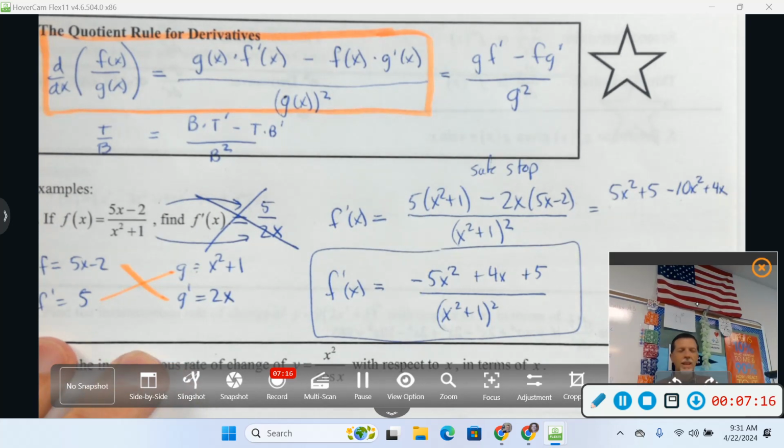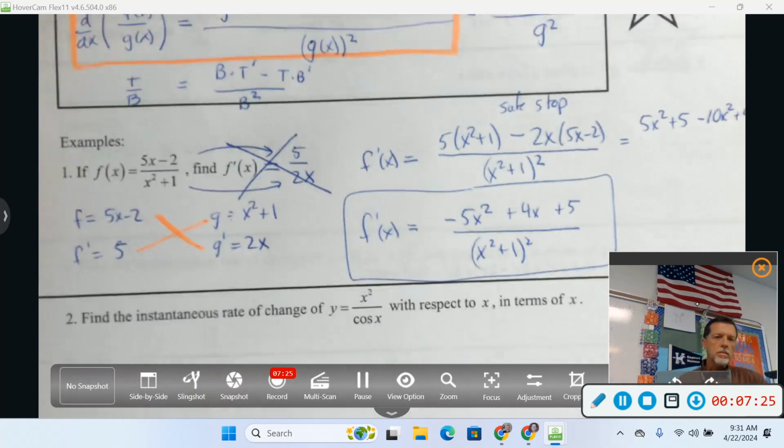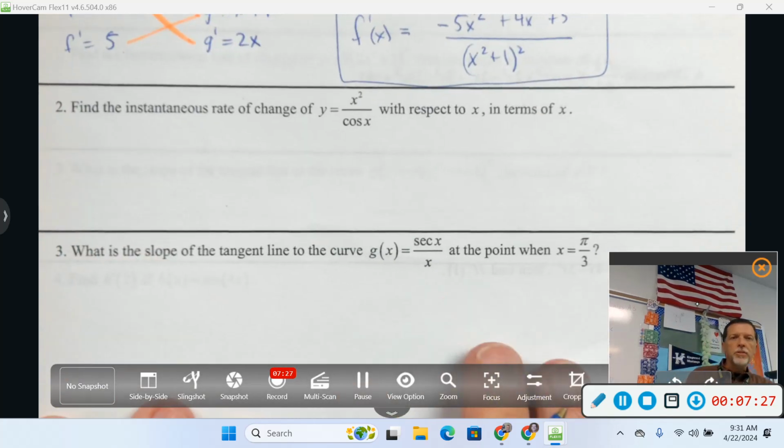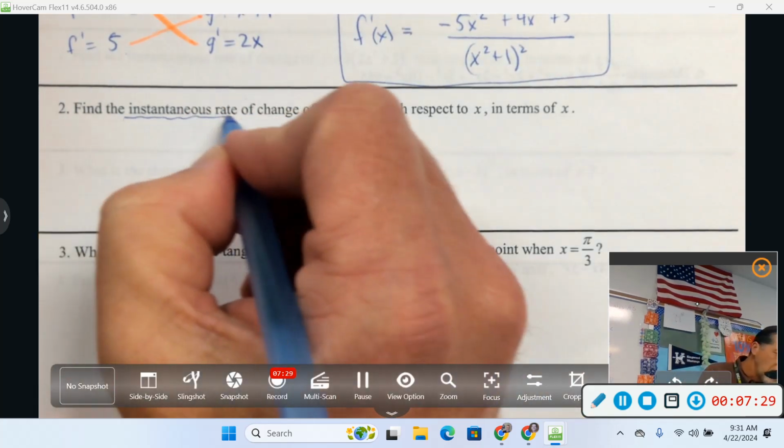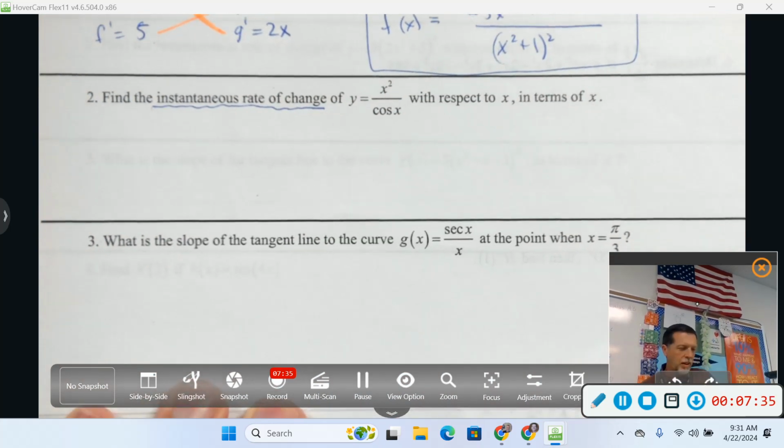So, like a lot of the lessons in this unit, it's not that hard, but it is something completely new. You've got to know the rule. Number 2, find the instantaneous rate of change. Again, we keep using the different words to make sure you're familiar and comfortable with the different terms that all mean take a derivative.